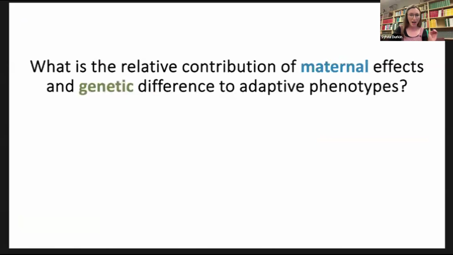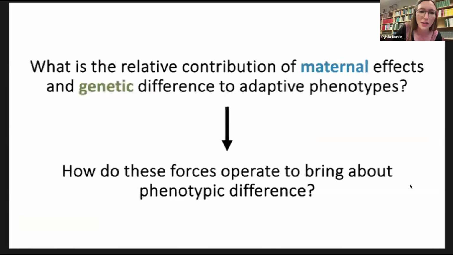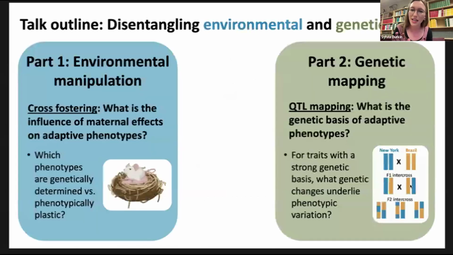So, with this idea in mind, I set out to address this large question here of what is the relative contribution of maternal effects and genetic difference to adaptive phenotypes? And further, how are these forces operating to bring about phenotypic difference? So, my talk today will have two main parts. I'll start by testing the presence and action of maternal effects using cross fostering. And then, second, I'll talk about the genetic basis of these phenotypes using QTL mapping.